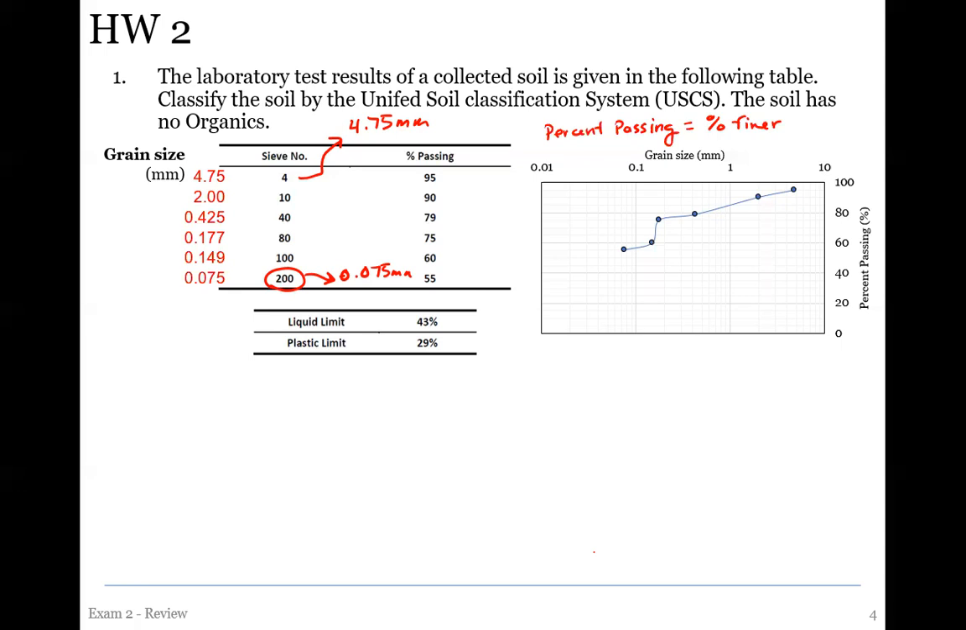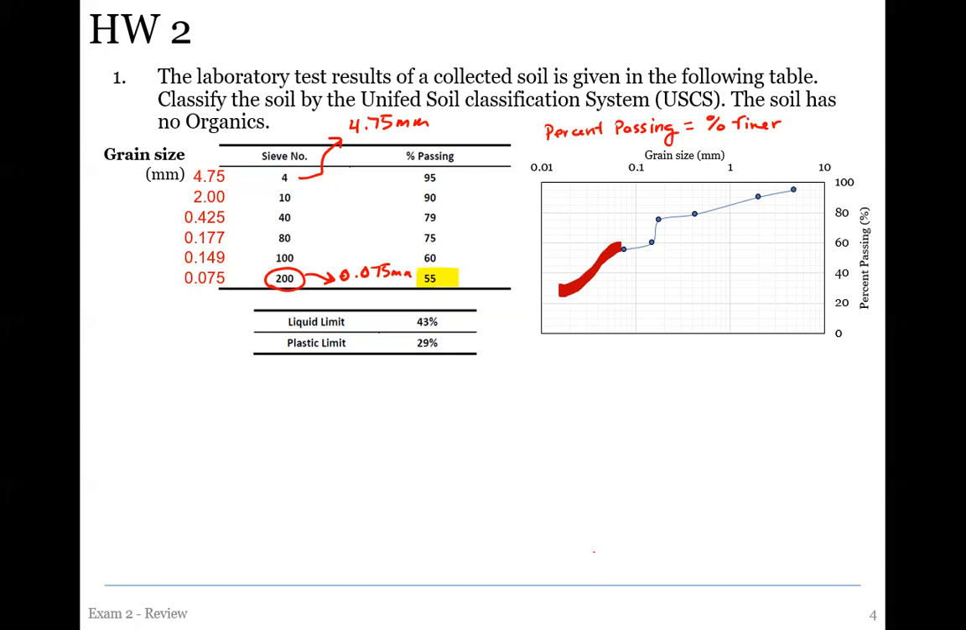The first thing you'd notice right off the bat is that we don't have a lot of information for this. It's probably apparent down here when you start looking at percent passing. In the classification system, if we have greater than 50% passing the number 200 sieve, then we have a fine grained soil, which means it's either a clay or a silt. In this case, we would then need to do the hydrometer analysis to have this additional curve here. That's from the hydrometer, so you're not given this information.